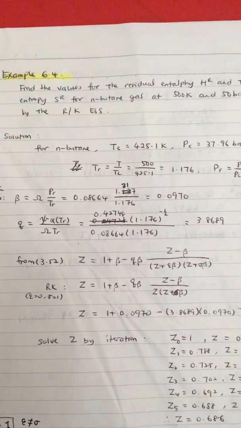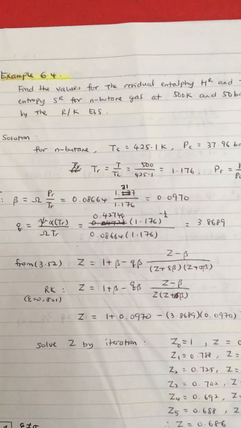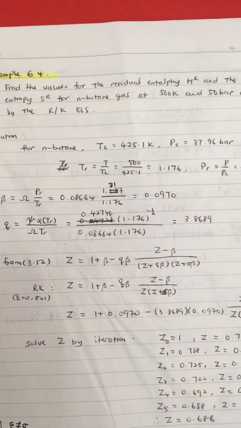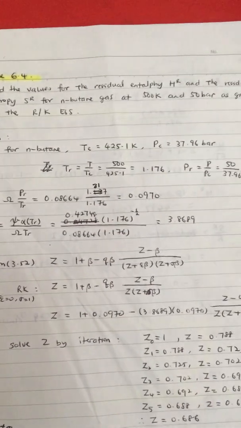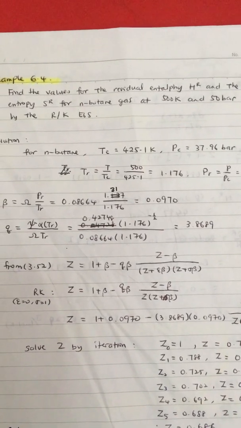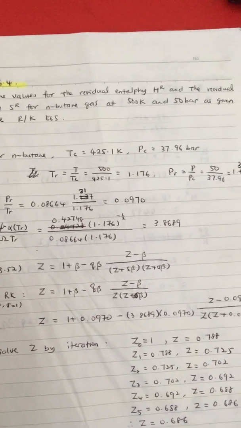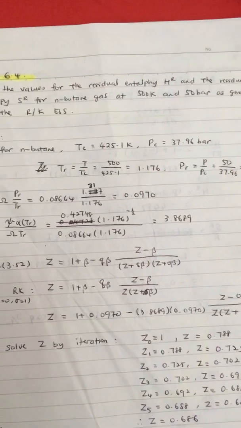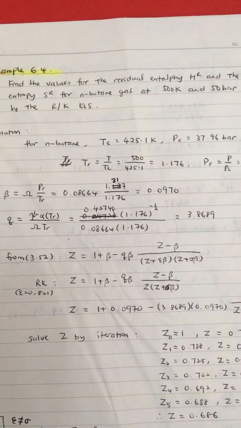Okay, this is the solution for example 6.4. The question is find the residual enthalpy HR and the residual entropy SR for n-butane gas at 500 K and 50 bar, as given by the Redlich-Kwong equation of state.